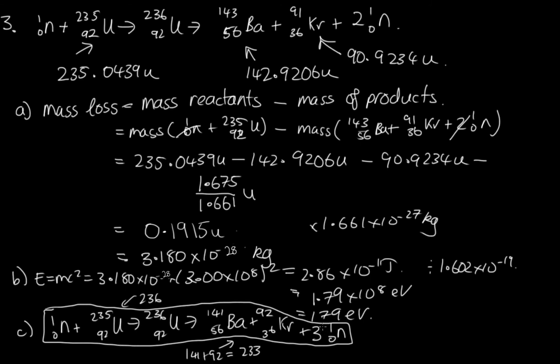So then it asks us which one's more likely to cause a chain reaction and why. Well, the answer is this one. So barium-141 plus krypton-92 is more likely to cause the chain reaction because it releases more neutrons, and the more neutrons that get released, the more reactions that this can start, because this can now start 3 reactions, whereas this one up here could only start 2 reactions. So this one is more likely to start a chain reaction.